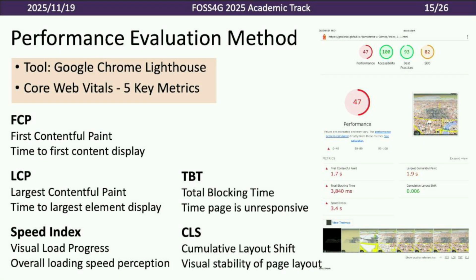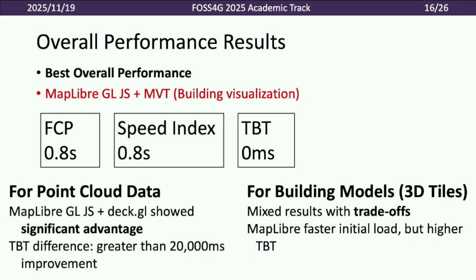For the performance evaluation method, we use a very simple method. We chose Google Chrome Lighthouse, with five key Core Web Vitals metrics. The result is here. For overall performance, the best is MapLibre GL JS plus MVT. It is very simple and very high speed in display performance.